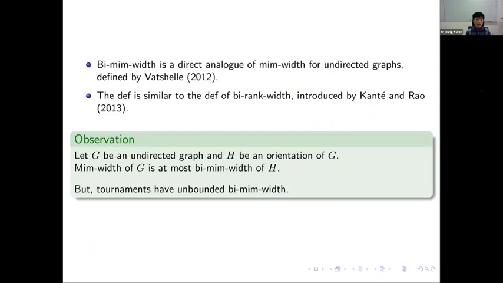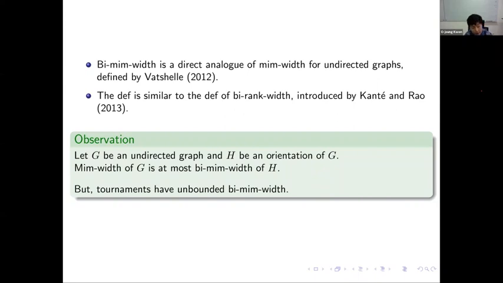Some comments: bi-mim-width is the direct analog of mim-width for undirected graphs, which was defined by Vatshelle in 2012. This definition is similar to the definition of bi-rank-width introduced by Kanté and Rao. They extended rank-width to directed graphs by considering these two bipartite graphs and computing the sum of the ranks. So this is basically the same split as what they did.